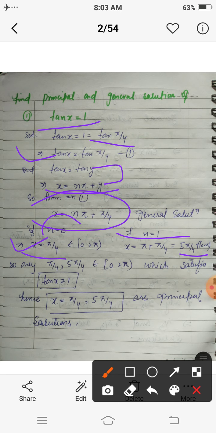Now if we put, suppose, n equals 2, it is 2 pi plus something, the value at n equals 2 is greater than 2 pi, so it does not belong to this interval. Similarly, negative values do not belong to this interval because it contains only positive numbers. Hence pi by 4 and 5 pi by 4 belong to this interval. They also satisfy tan x equals 1. They are the only principal solutions, while x equals n pi plus pi by 4 is the general solution.